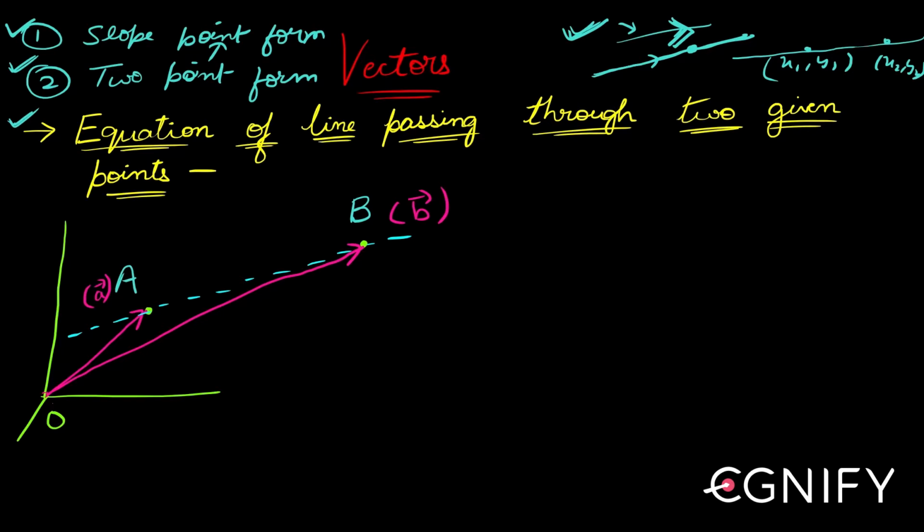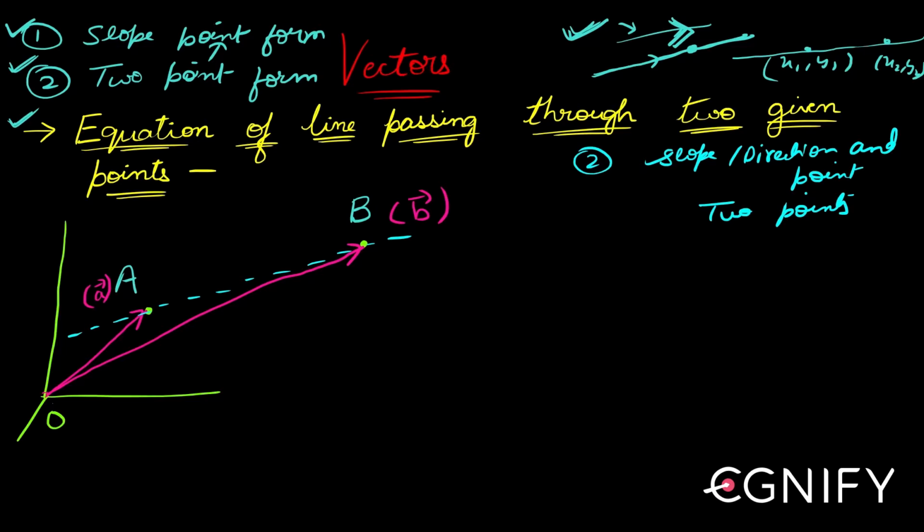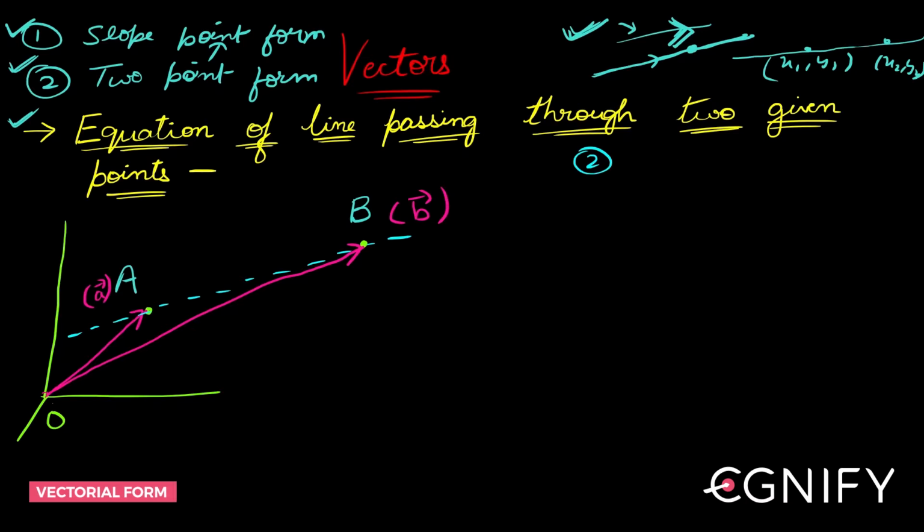Now what you can see is this is very similar to the previous case, just that here what I have is 2 points instead of 1 point. To write the equation of a straight line, I just need 2 data. Either I should know its slope in 2D or its direction in 3D and a point, or I should know 2 points. If I know either of these two cases, I can write the equation of the required straight line. So now what we will see is how can we write the equation of this straight line.